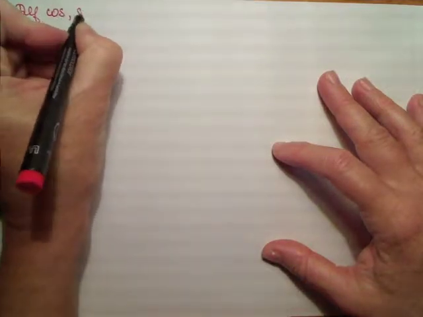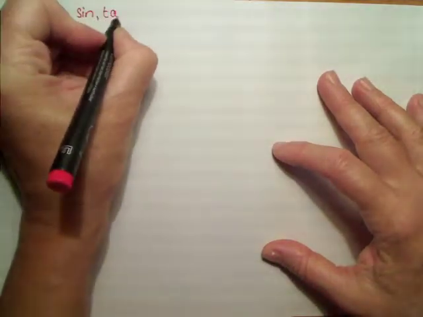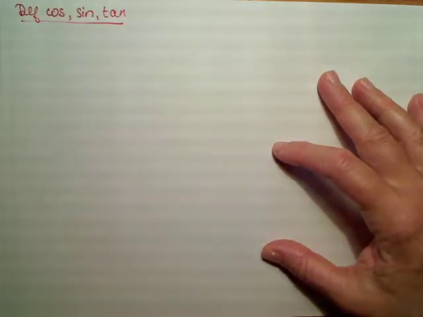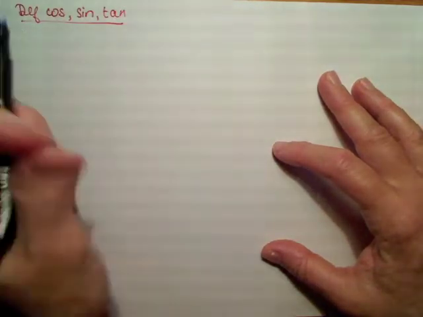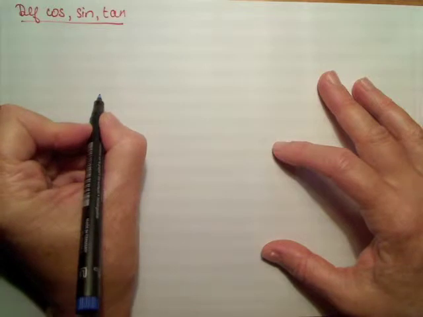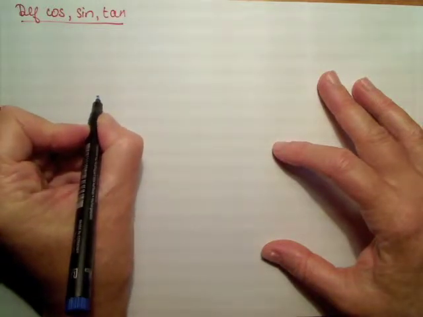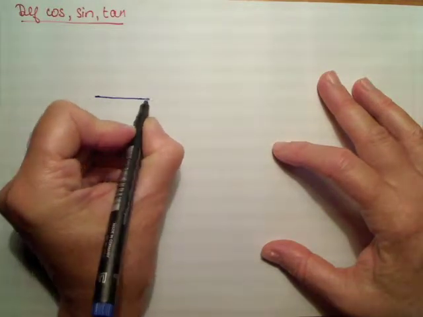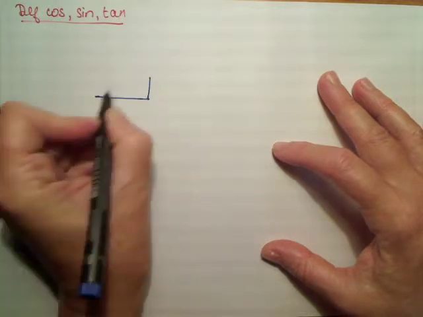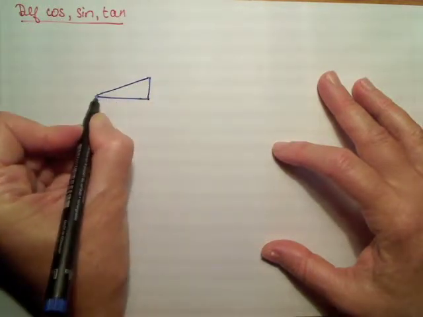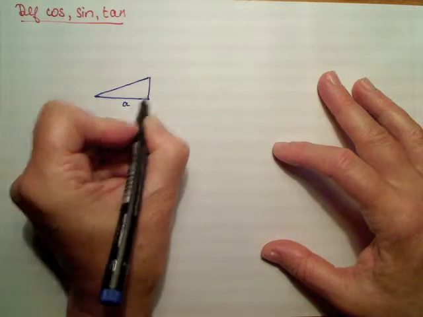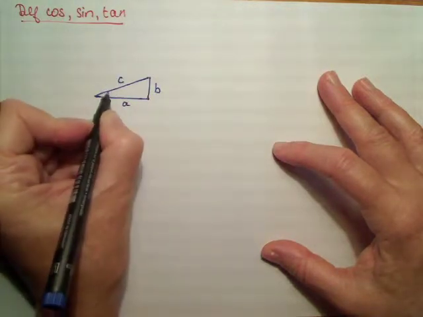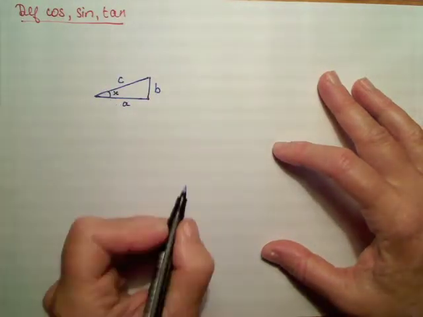So let me now give you the definitions of the three trigonometric functions: cosine, sine, and tangent. To do so, we will first draw a triangle with one straight angle. So it has sides A, B, and C, and we call this angle over here x.